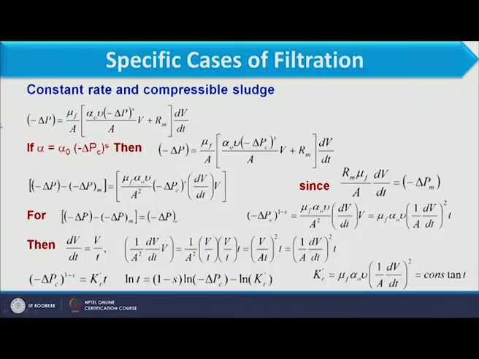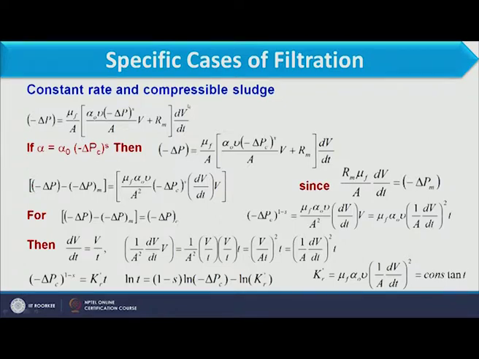So here you see, for constant pressure and compressible sludge we have 3 different constants: Rm value, S value and alpha naught. So therefore we have gone through 2 steps for calculating these constants. And finally we have constant rate and compressible sludge. This is the pressure drop equation.